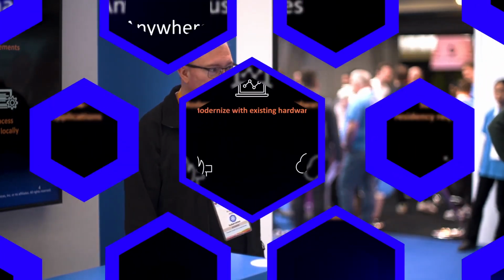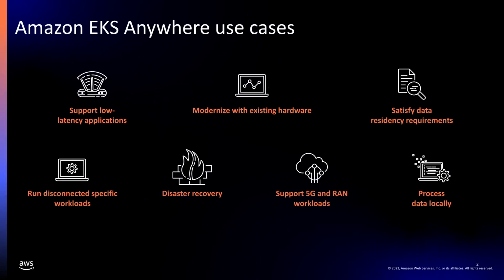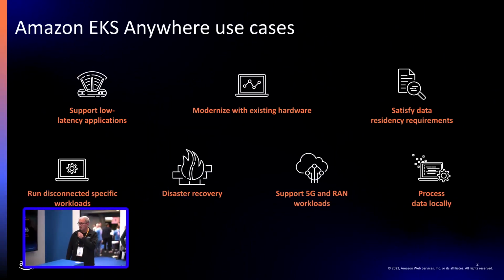What we're going to talk about here today is EKS Anywhere, which is our on-premises distribution of AWS EKS Distro. EKS Distro is what EKS in the cloud and EKS Anywhere on-premises are based on. We're going to dive into that more, but first and foremost, what are the use cases for EKS Anywhere on-premises? Why would customers want to run Kubernetes on-premises?